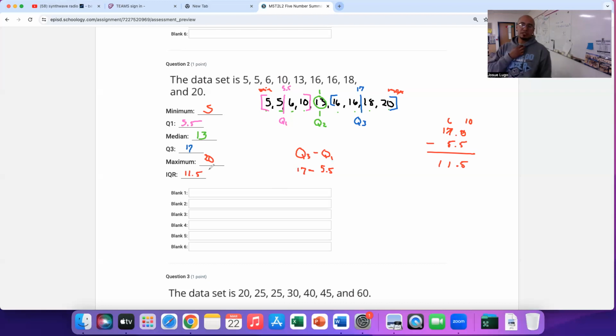Again, notice how simple that was, ladies and gentlemen. We'll talk more about the meaning and why we're actually splitting the data into 4 groups later. But for now, if you can simply identify these things, you're going to be fine.